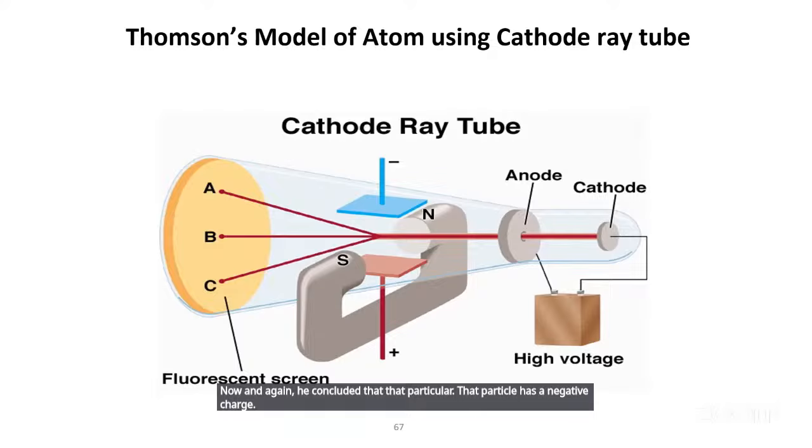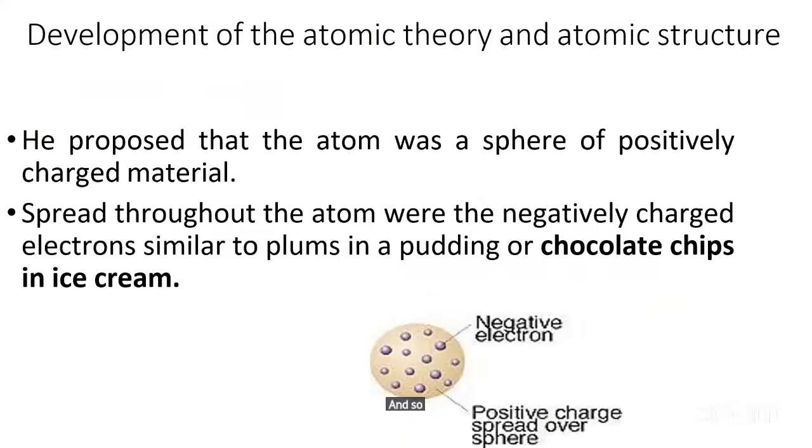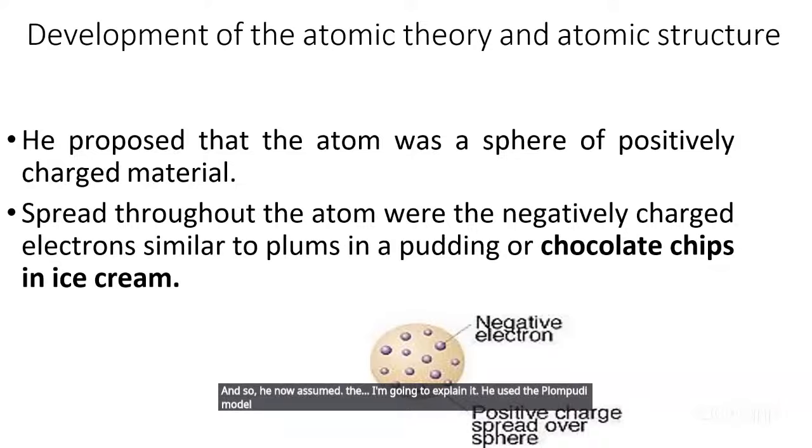But he now thought of it: how is this negative charge positioned in an atom? Atoms are stable. That means there must be a positive charge somewhere to keep it stable with the negative electrons. And so he now assumed, I'm going to explain it, he used the plum pudding model, but I'm going to explain it to us in this part of the world.